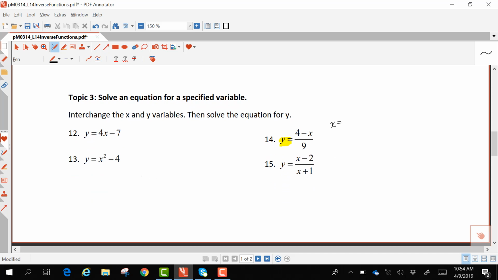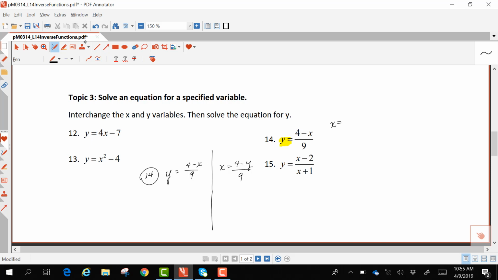For sake of room, I'm going to come below y equaling 4 minus x over 9. I'm going to replace the y with x and the x with y. When I do this, it's going to be x equaling 4 minus y over 9. I'm going to separate these somehow to distinguish that they are now very different equations. My focus is on the right side of this vertical line. I need to now solve it so it says y equals.